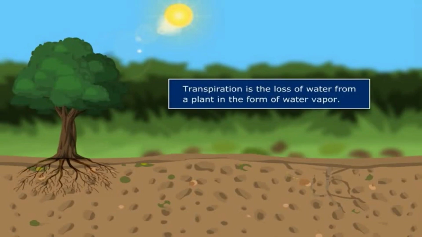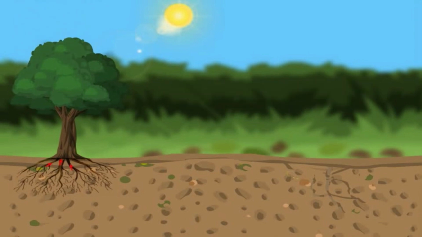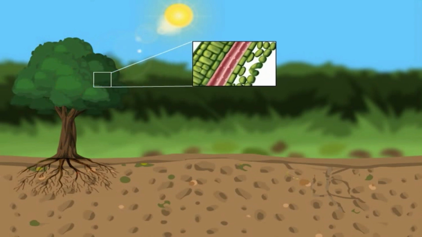Transpiration, as you very well know, is the loss of water from a plant in the form of water vapor. Water is absorbed by roots from the soil and transported as a liquid to the leaves via xylem. Now, in the leaves, small pores allow water to escape as a vapor and carbon dioxide to enter the leaf for photosynthesis. Right? Now, let us study the process of transpiration.